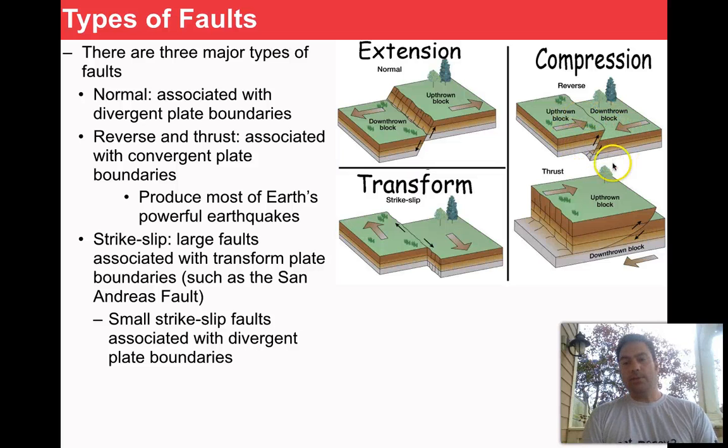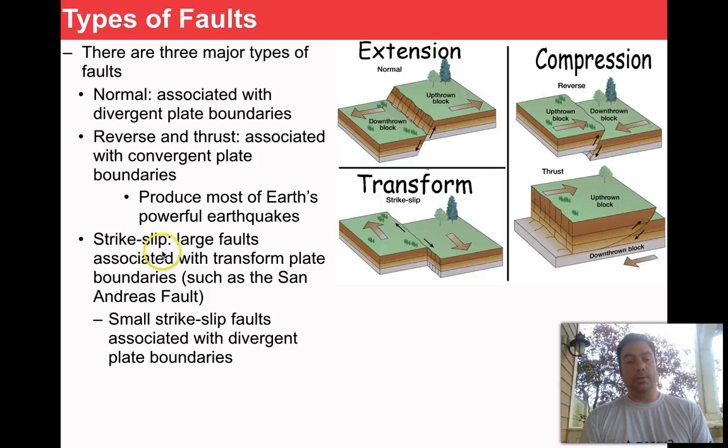In the case of a thrust fault, it's a low-angle fault. So here's the up-thrown block, and it's riding up a low-angle ramp. Here's that ramp right down here. Okay, so this is a thrust. This is just a typical reverse. And of course, we should note that these thrust faults produce most of Earth's powerful earthquakes. Some of the biggest earthquakes in history, magnitude 9s and greater, are generated on thrust faults.